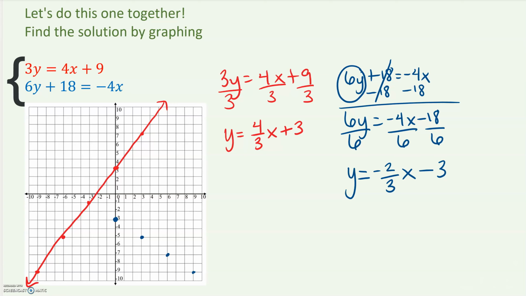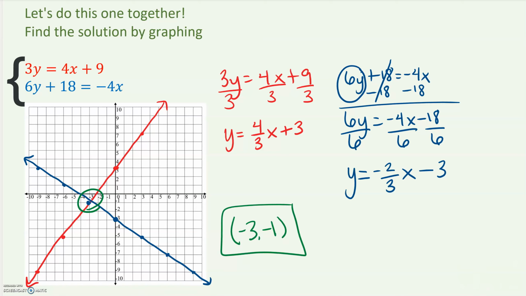So instead of going down and to the right, I'm going to go up and to the left. So up 2, left 3, up 2, left 3. And I'm going to connect all my dots together and pretend like I hit them. And so now I can see, let's use green. This point right here, this is where they're intersecting. And this point is at -3, -1. And so that is my solution.